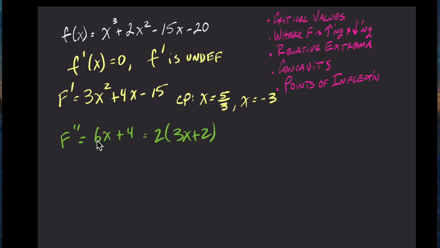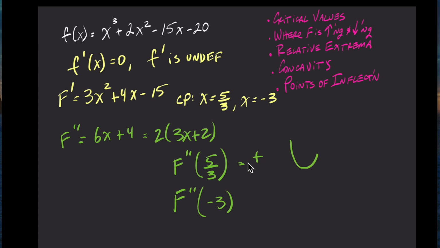Now, to do the second derivative test for local extrema, you do f double prime of each of the critical value points. And when you do this, you're only looking for the sign. You don't need the actual value. So you could see, if you plug in f double prime of 5/3, and you plug in 5/3 here, that's going to get you a positive. If the second derivative is positive, it means f itself is concave up. So that value right here has to be a local minimum.